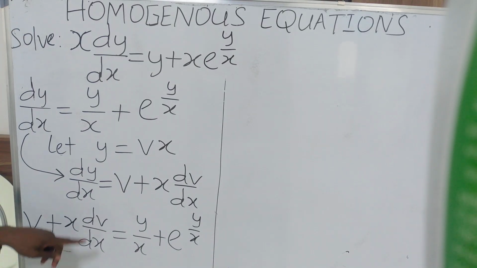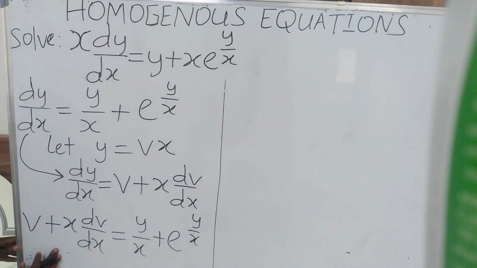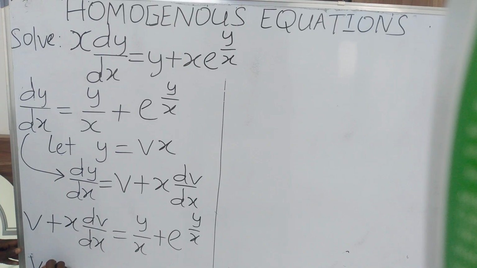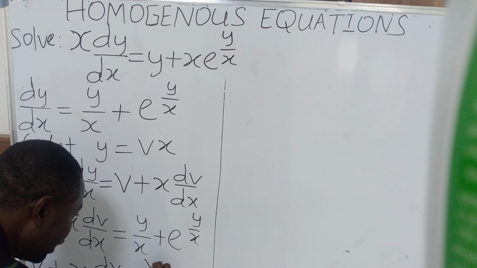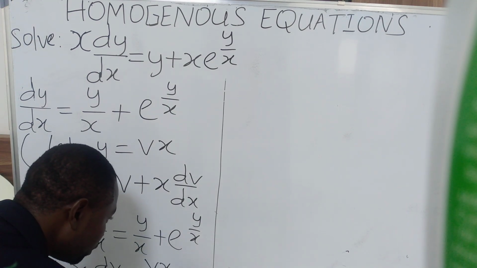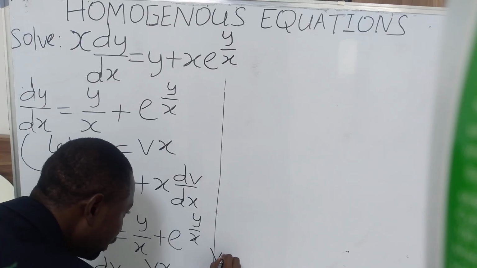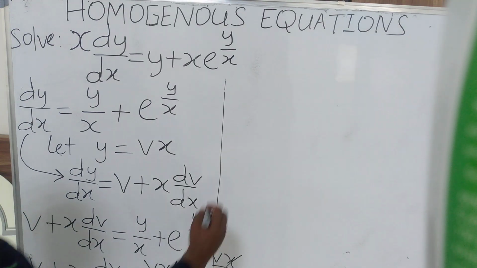Now, don't forget that our y is vx. So anywhere you see y, you go and put vx. So this will turn to v plus x dv/dx is equal to, now y is vx, so I will have vx over x plus exponential vx over x. So what happens? x cancels x.